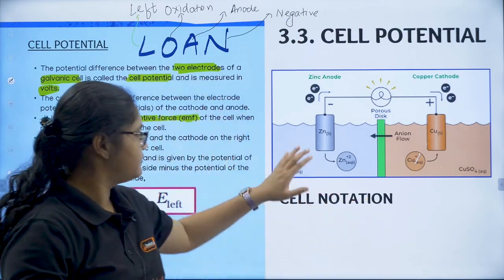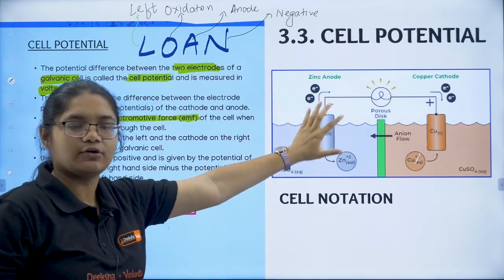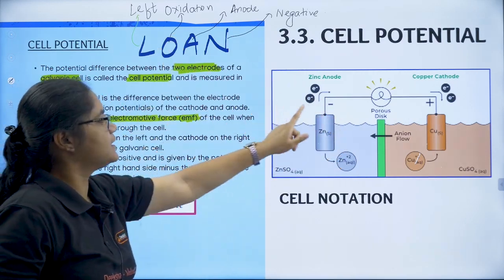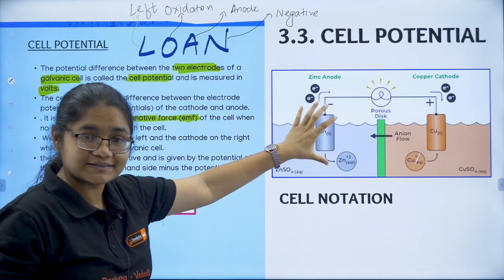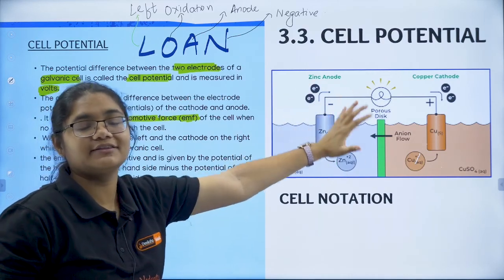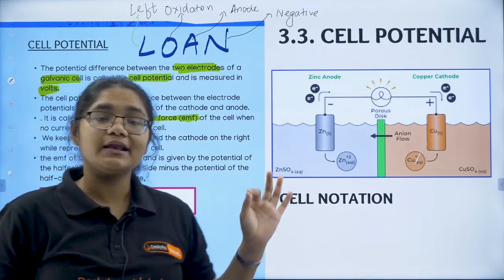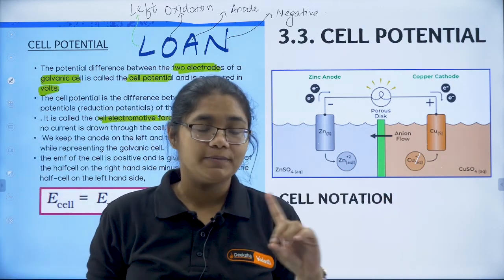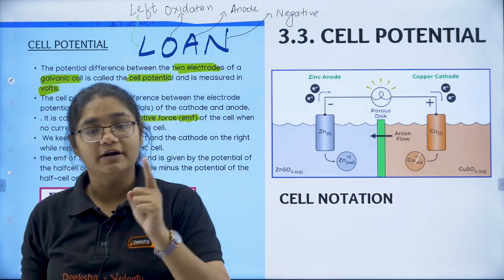So what is this? The left side is always where oxidation will take place. That electrode will be negative in charge. That will be called the anode and it is negative in charge. So what is the anode definition now? Is the anode where it is negatively charged? No. Anode is where oxidation takes place. Cathode is where reduction takes place.